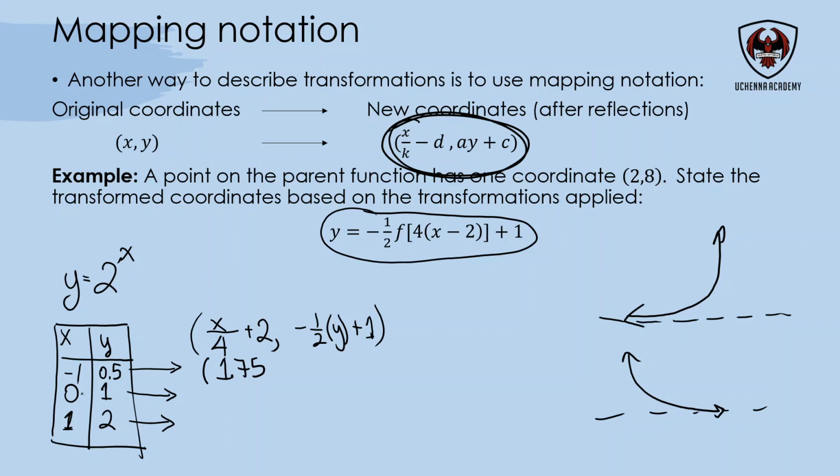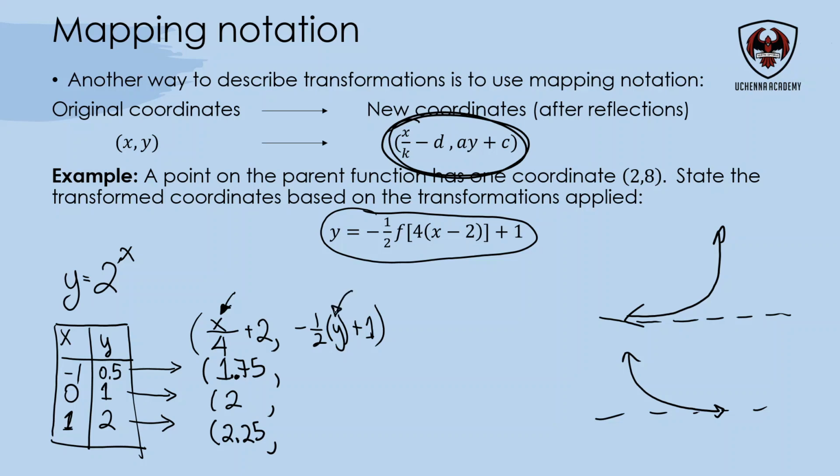Now, what if I go to the next x? So I'm going to say, well, x is 0. So if x is 0, I'm going to replace in my mapping notation x with 0. So it'll be 0 divided by 4, which is 0, plus 2 is just 2. So that's what's going to be my x here. And then the next one, my x is 1. So if I replace x with 1, I'll get 1/4 plus 2. Well, that's just 2 1/4, which is really 2.25. So those are my new x coordinates.